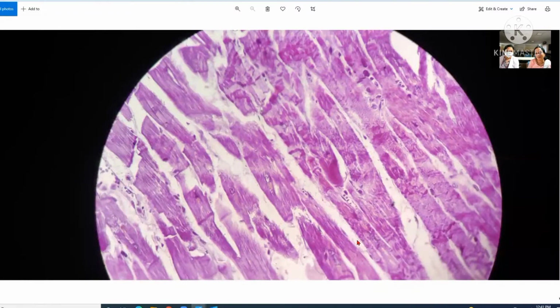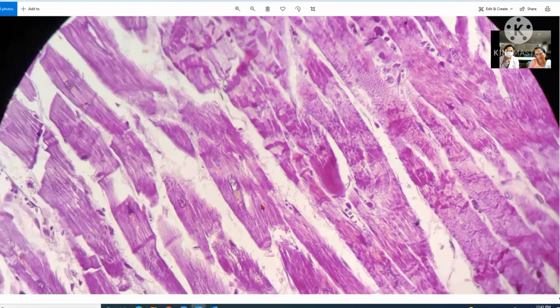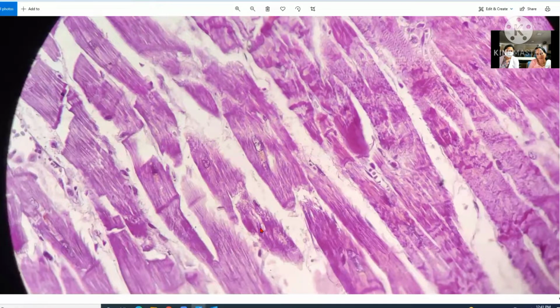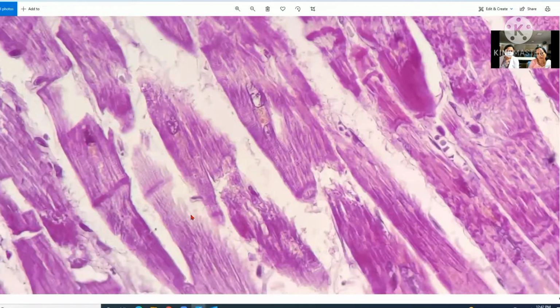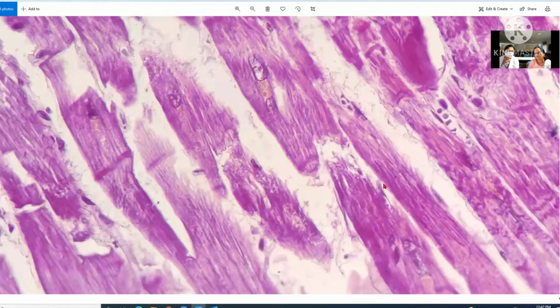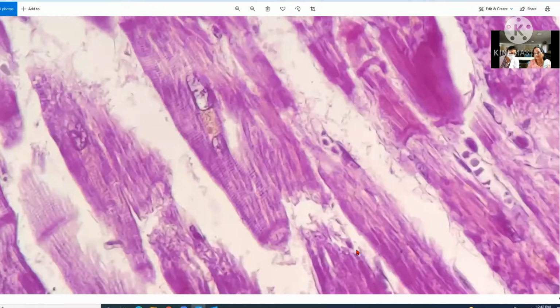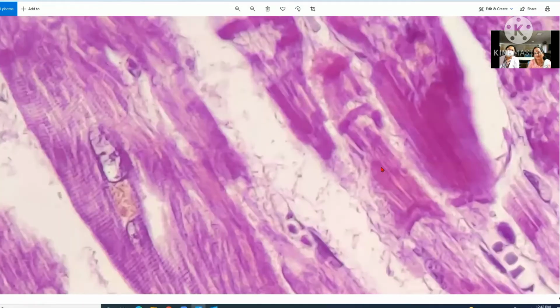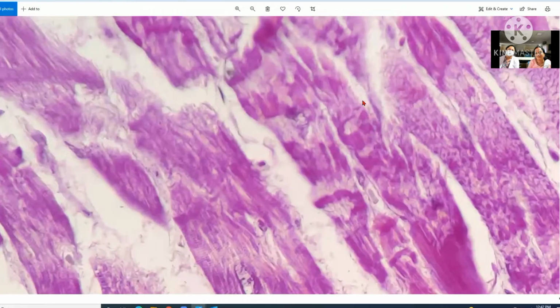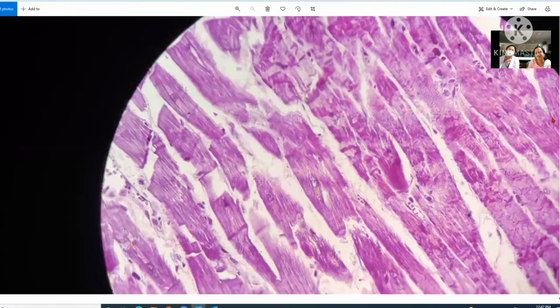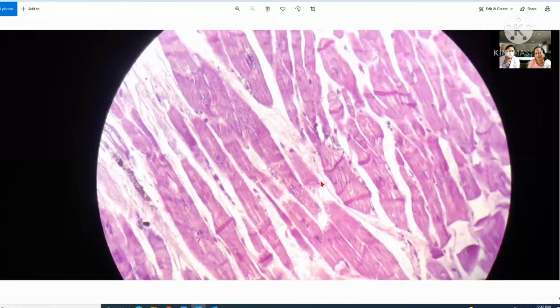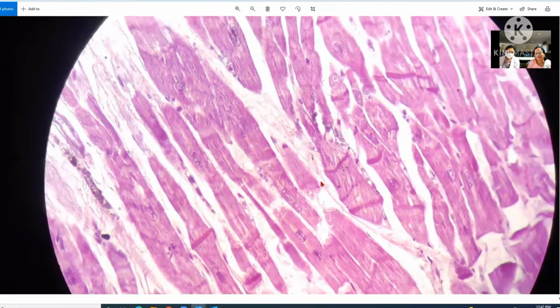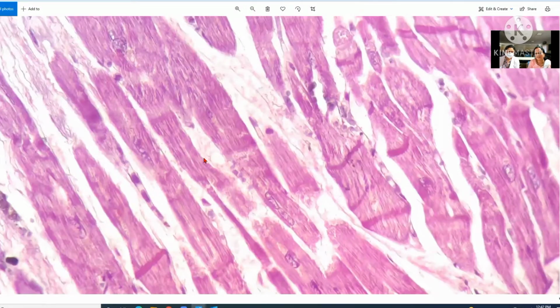The third picture, very clear, a thin section. Muscle fibers are separated. So let us see the zoom and see. You can see a lipochrome pigment also here. The last picture, I think.